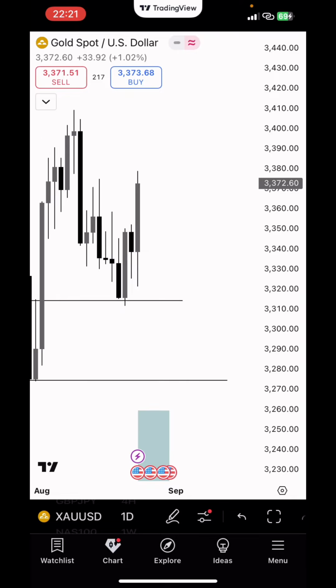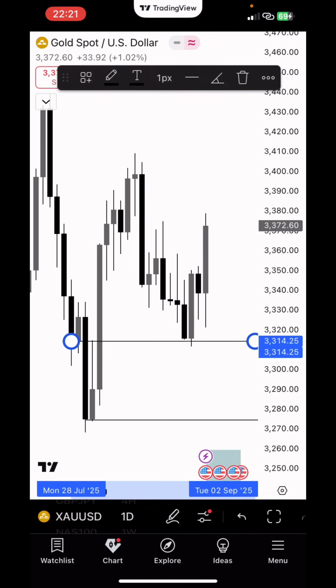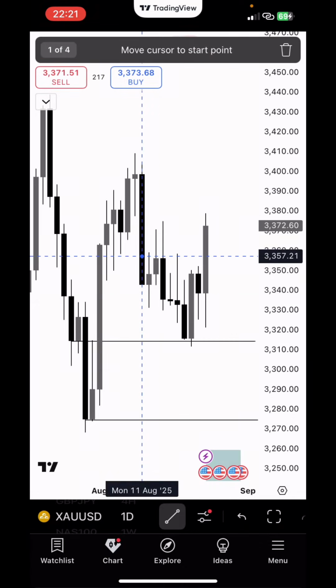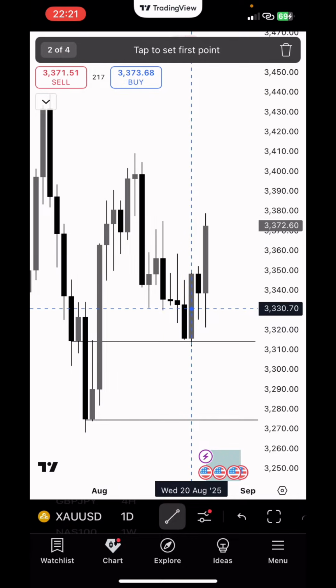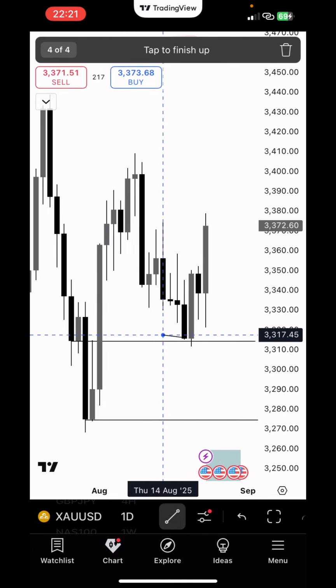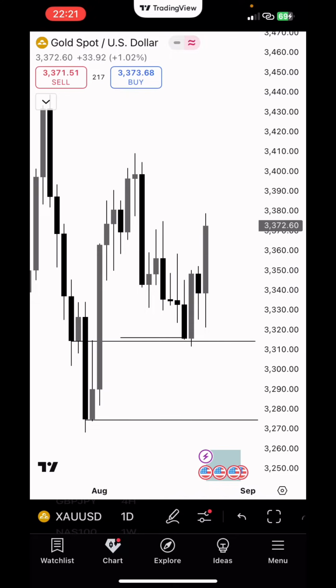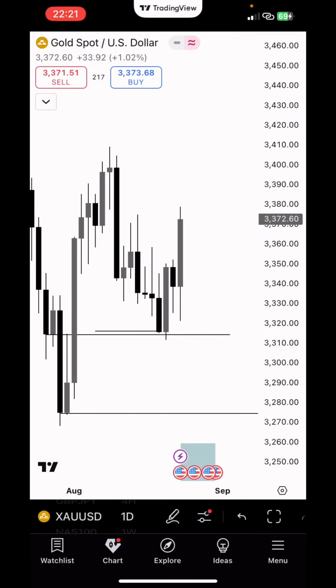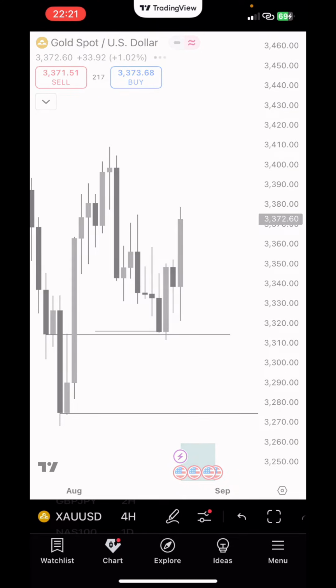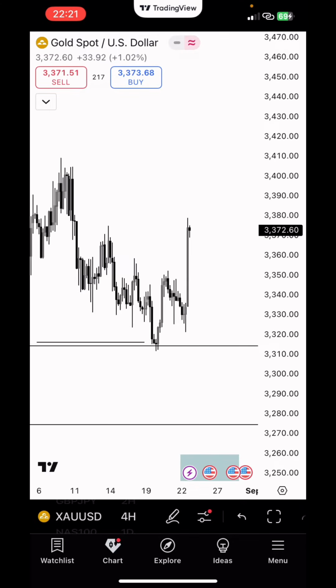You understand? So what do you do next? Simply wait for price again to tap into the key level. So the market tapped into the key level using this candle. Then you now use this one as an inducement. It uses this particular candle as an inducement. You understand? So after that, you move to the 4-hour time frame. You look for the same thing again: liquidity sweep, break of structure, and inducement.